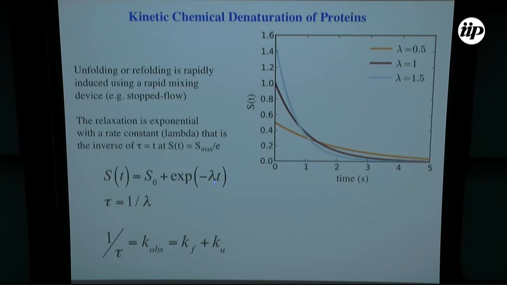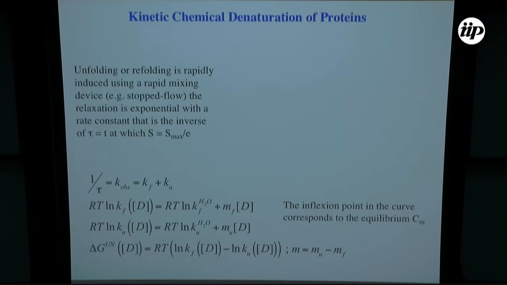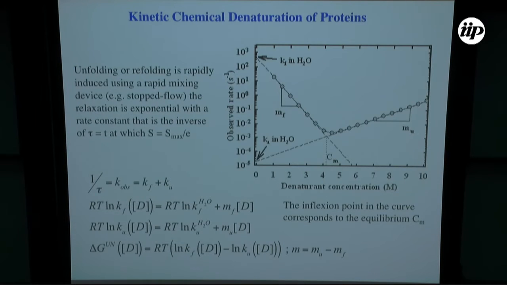And this rate is the eigenvalue that I was talking about before. So this rate will be basically kf plus ku. Okay? That's the way you do the analysis, so it's really simple. Okay, so now, you remember I said that the chemical denaturation in the thermodynamics are linear with chemical denaturant, so you have basically this linear dependence.